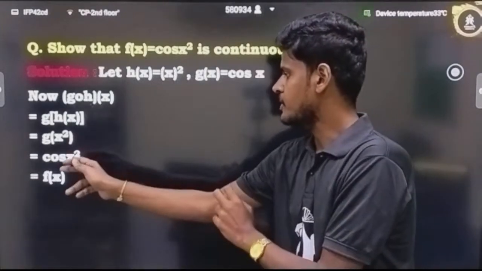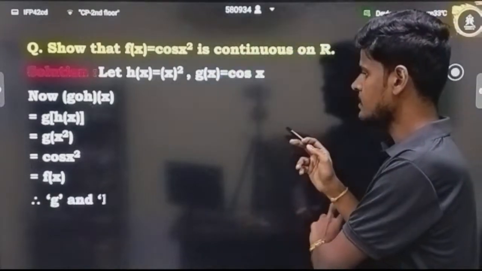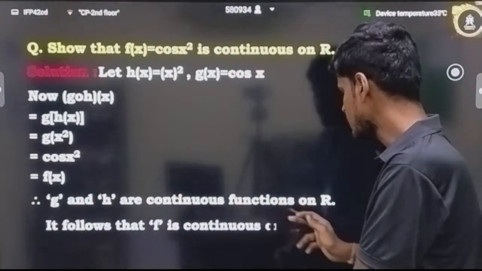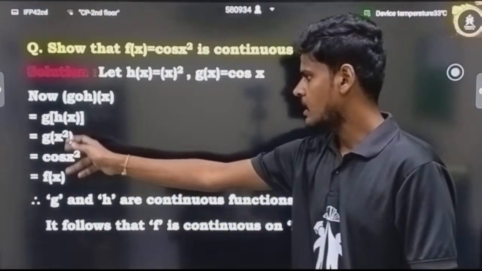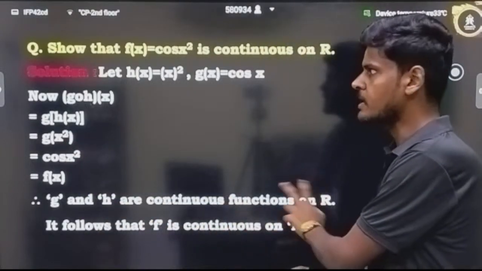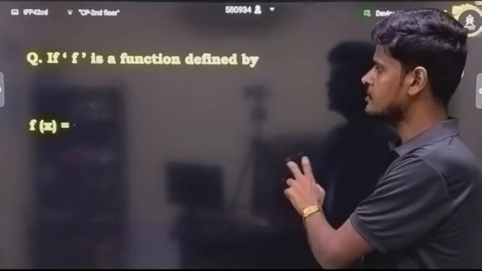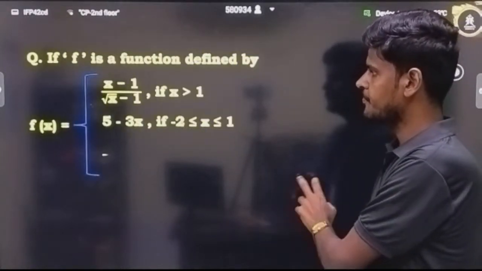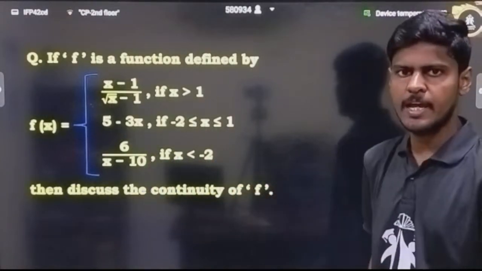So this will be cos of x square, that is equal to, this is a continuous function. f and g are continuous functions on R. So that means f, that is cos of x square, is also a continuous function. If f is a continuous function defined by, then discuss the continuity of f.